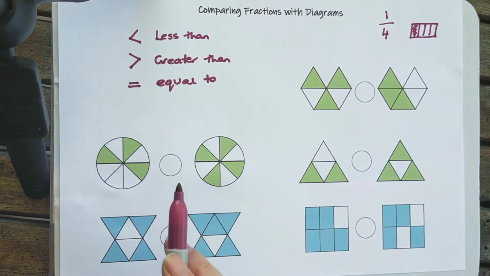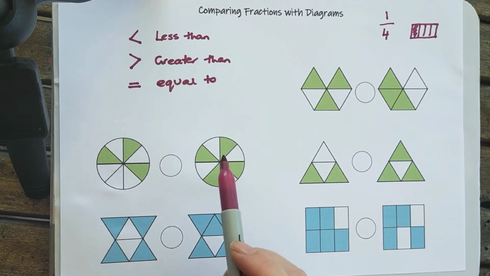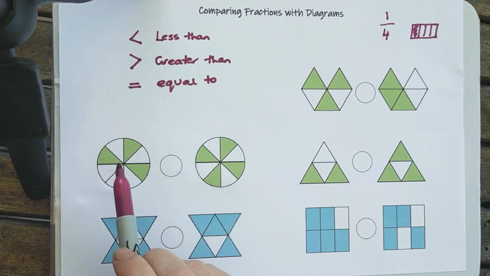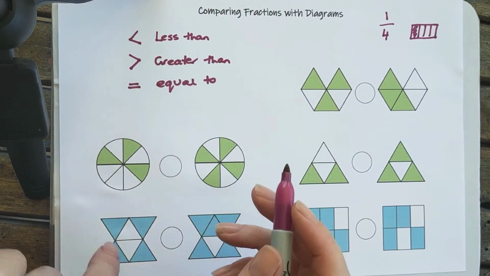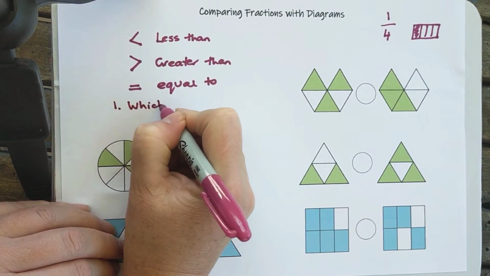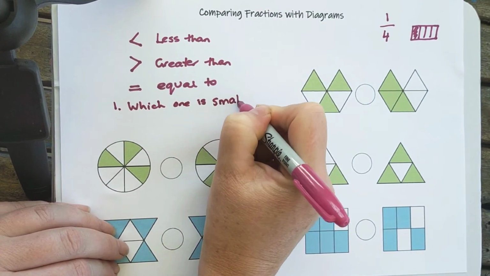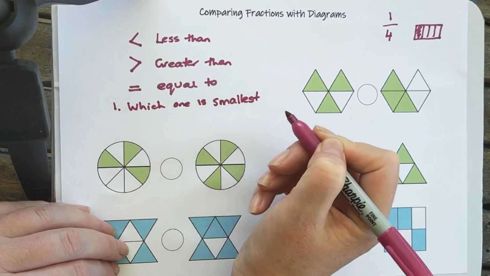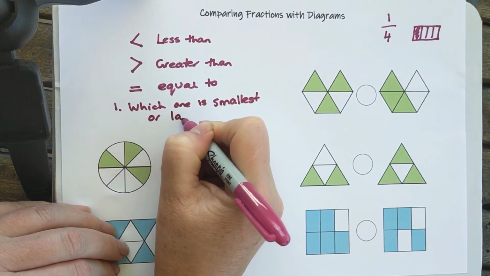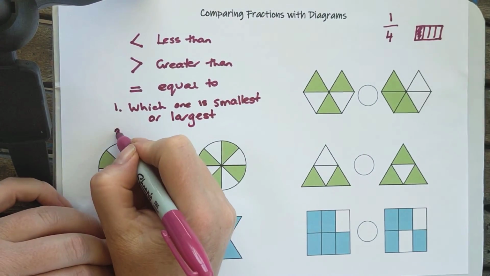So today you're going to get two diagrams, and on your worksheet you are going to have to put in the middle the correct symbol. So our first job when we look at things is to decide which one is smallest or largest. And when we do that, we will then put the correct symbol in.